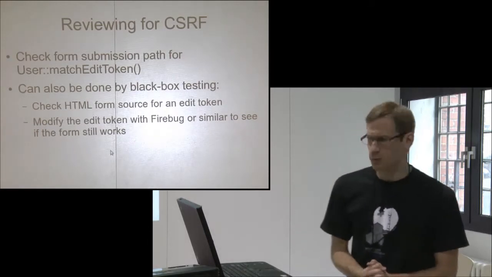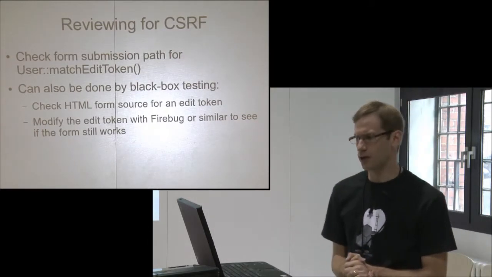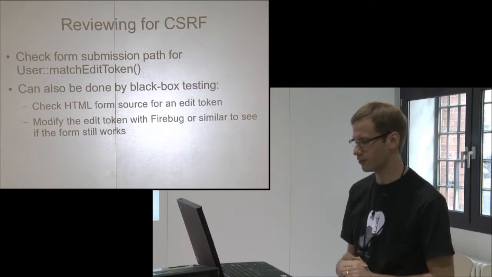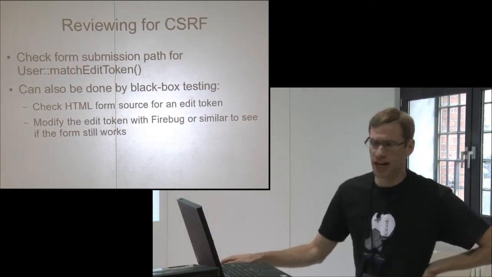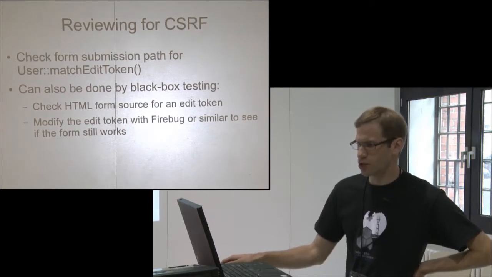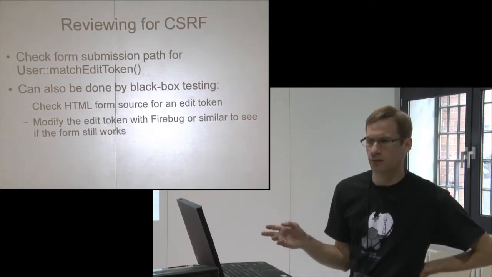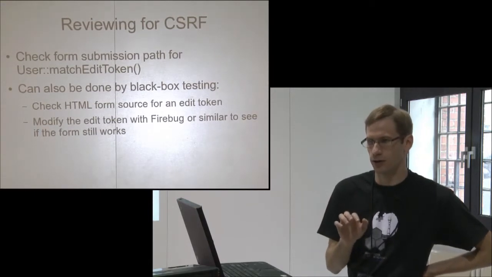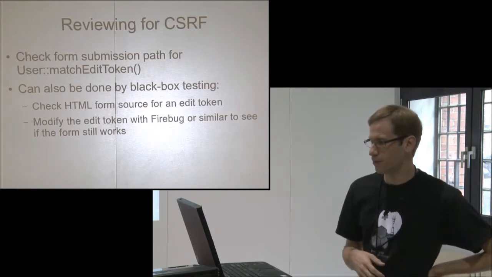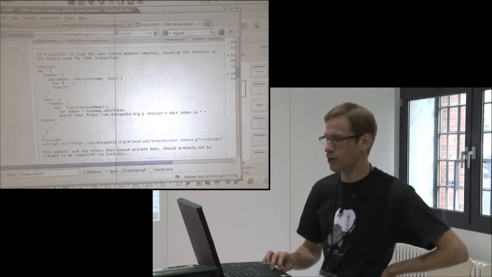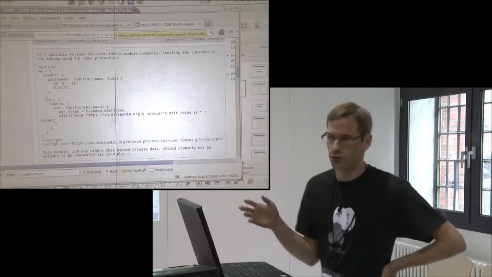To review for CSRF, it's pretty straightforward. In MediaWiki, you just check if the form submission path is calling user match edit token, and usually if they are, then they've done it all right. You can do it in a black box way. You don't really need the code to test for CSRF. You just check the HTML source to see if there's a random token in there, and if you modify the edit token, you should be able to verify that the form does not submit correctly and that the write action is not taken. I can give you a quick demo of doing this black box testing. You can do this against any web app. Like, if you're interested in whether your bank is secure, you can go and do this to your bank if you like.